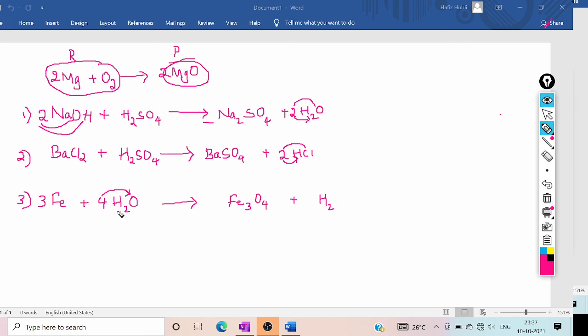But now you can see the hydrogen got unbalanced here. The 4 twos are 8 hydrogen here in the reactant, but here only 2. So if I use 4 as a coefficient here, 4 twos are 8, 4 twos are 8. So this is how the entire equation gets balanced. So this was all about balancing the chemical equation by hit and trial method.